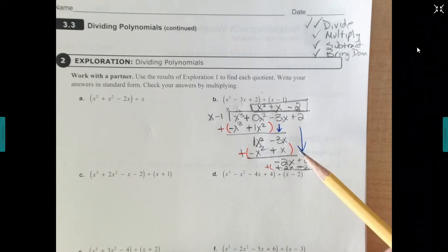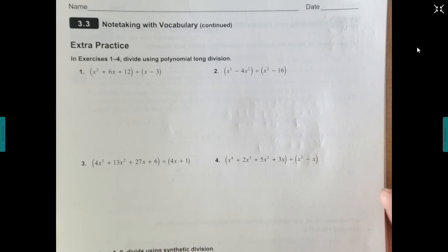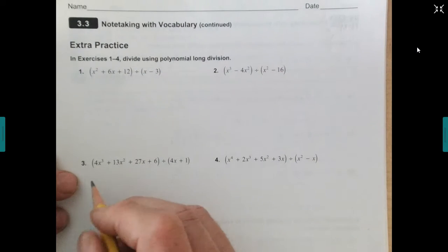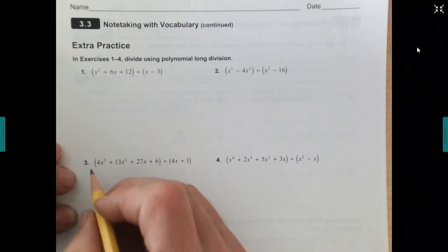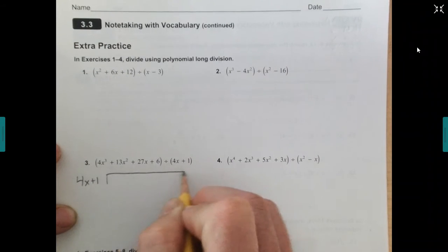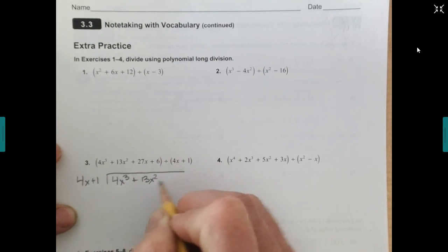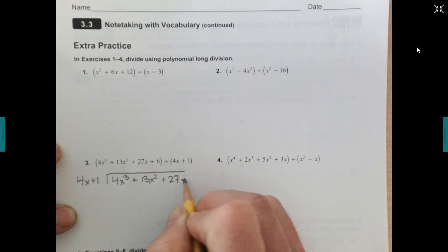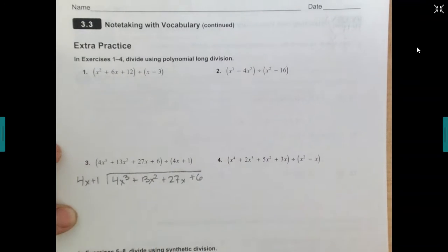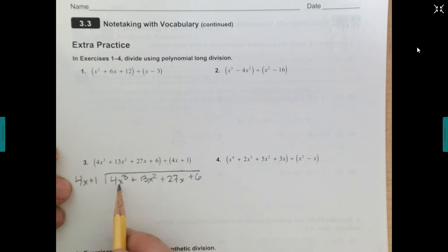Okay. Let's do one of these. Let's go for, which one should we do? Should we do number 3? All right, this one might take up more paper, but we'll see. 4x plus 1 into 4x to the third plus 13x squared plus 27x plus 6. And while it is a long number, it's okay. We only have to deal with the first one.